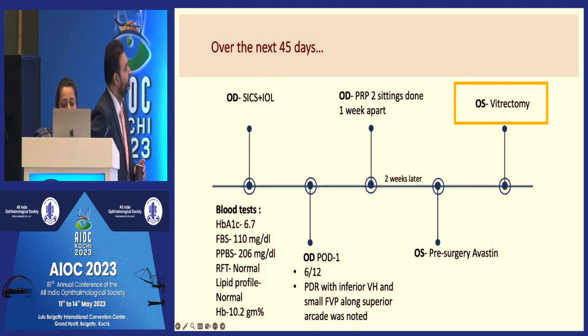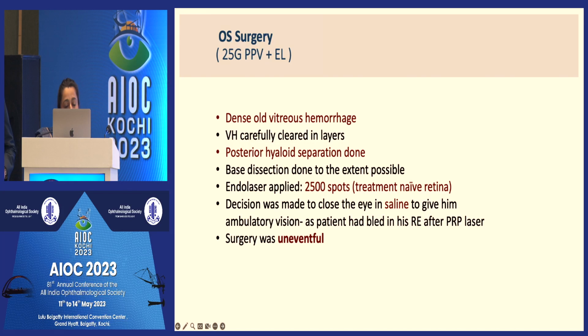Over the next 45 days, I planned the right eye mature cataract surgery. He was ambulatory with 6/12, and I initiated PRP. In the left eye, 3 weeks later, we did a diabetic vitrectomy with pre-surgical Avastin. Nothing out of the ordinary, an uneventful surgery, very dense old VH, carefully cleared in layers. It was a treatment-naive retina, so around 2,500 spots of endolaser were done.